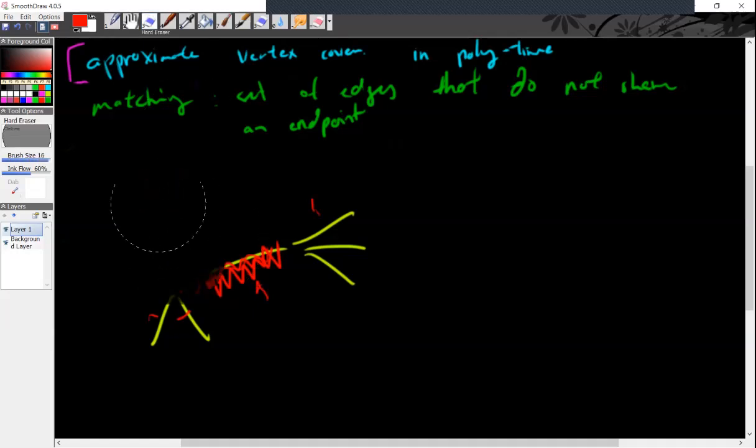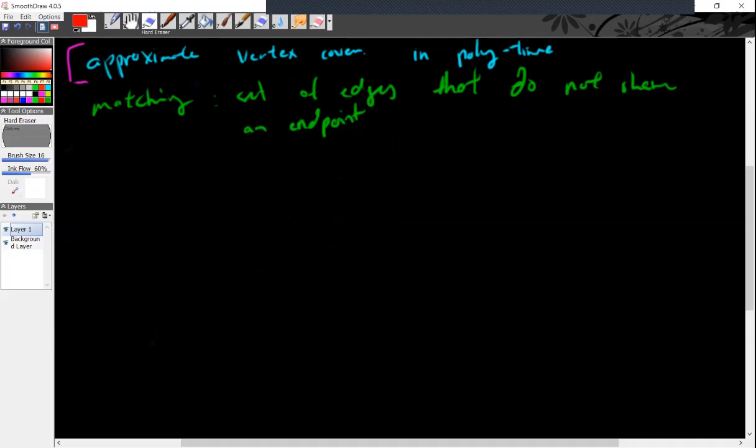One of the intuitions for why a matching is good for us is that you kind of want to spread out your edges. You want to make sure they don't share endpoints, because if you think about trying to use this to find a vertex cover, you have some edges, maybe like this.